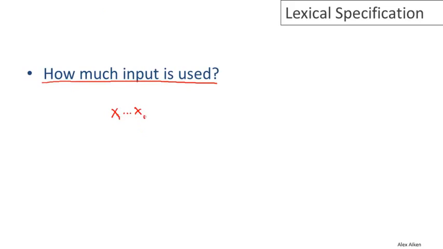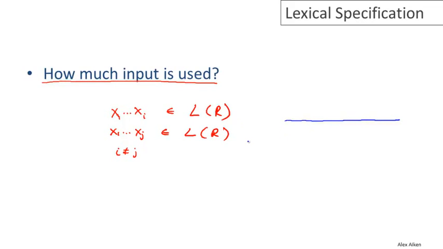Let's say that we have that x1 through xi is in the language of our lexical specification. And let's say there's a different prefix, x1 through xj, that's also in the language of our lexical specification, and of course here i is not equal to j. Now what does that look like? Well, it would look like the following kind of situation. We would have our input string, and we have two different prefixes of the input that are both valid token classes, and the question is, which one of these do we want?